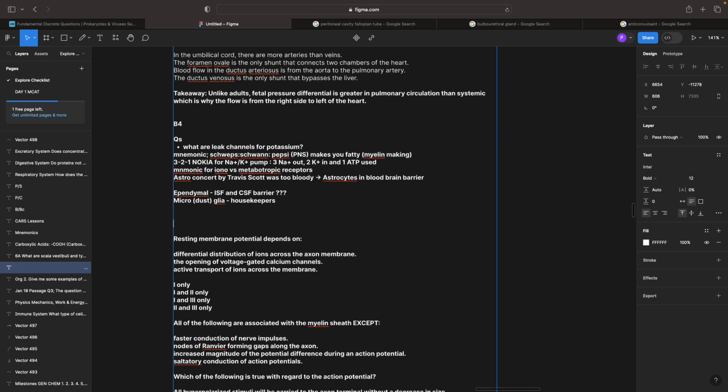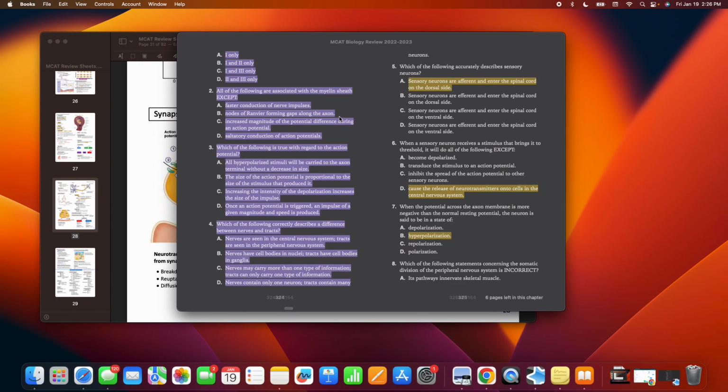So we have 1C, assess Qs, B4. For 2, Jesus, this happened again, eh? What did we choose for 2? All the following, myelin sheath. I think we chose C, right?